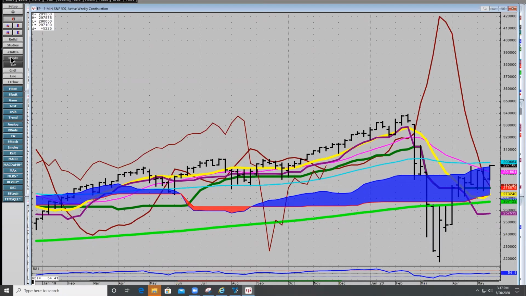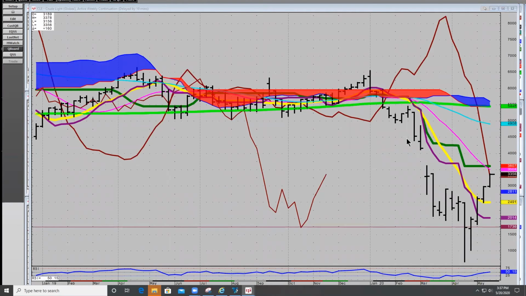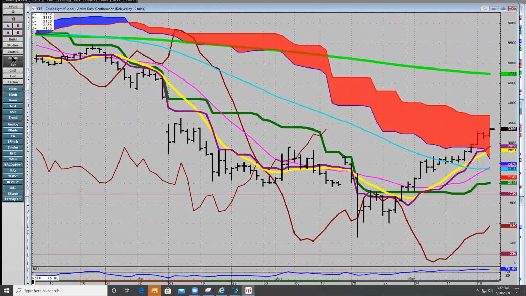I put out something in the oil, when it went negative. It was trading around $17, and I thought it was going to go to $2. I put out a $2 target. It went to $2. I didn't realize it was going to go negative $40.